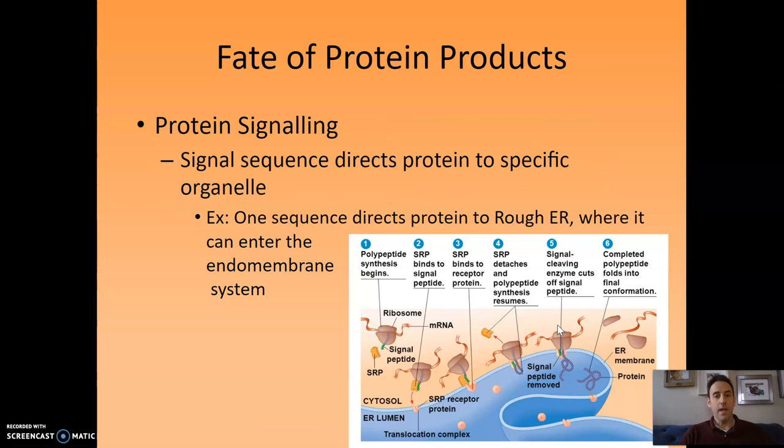Mind-boggling. The next thing that has to happen to that protein is it has to go to the right spot, and we call that protein signaling. How do we make sure that the protein actually gets to where it needs to get? The key to this is what's called a signal sequence, and that is going to direct the protein.